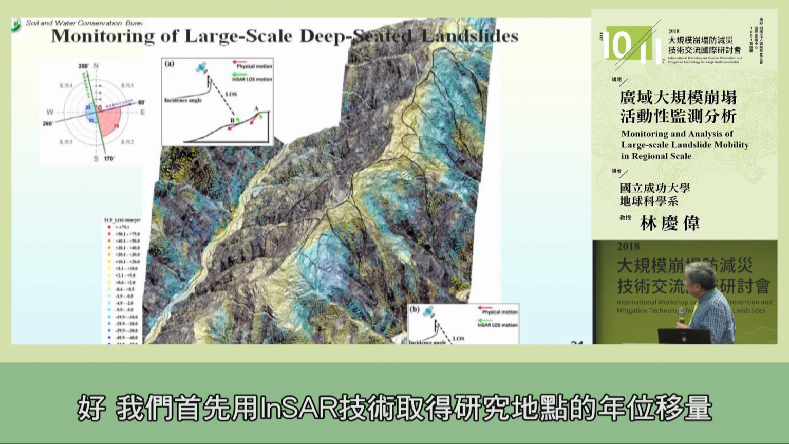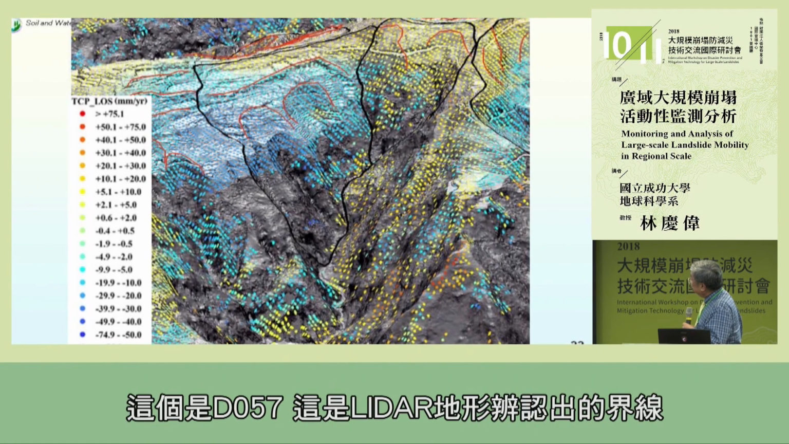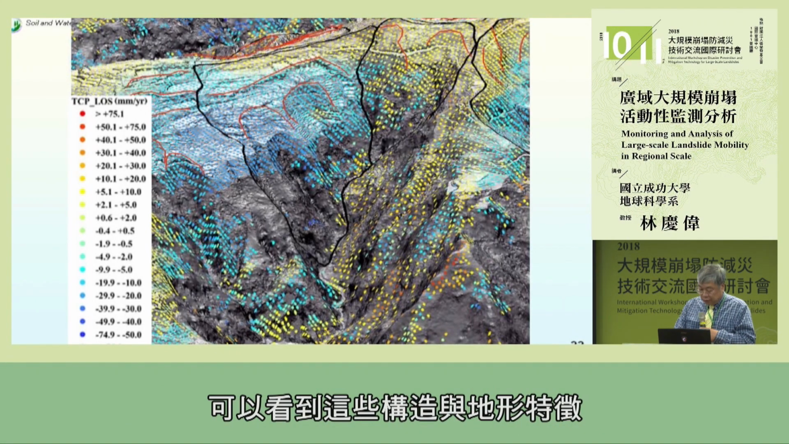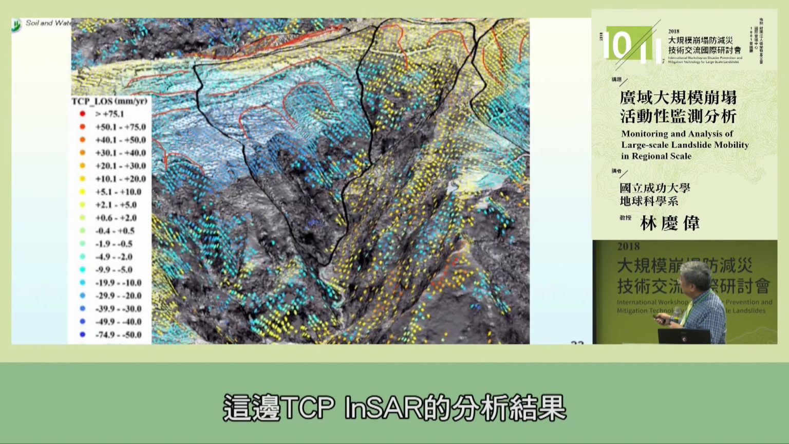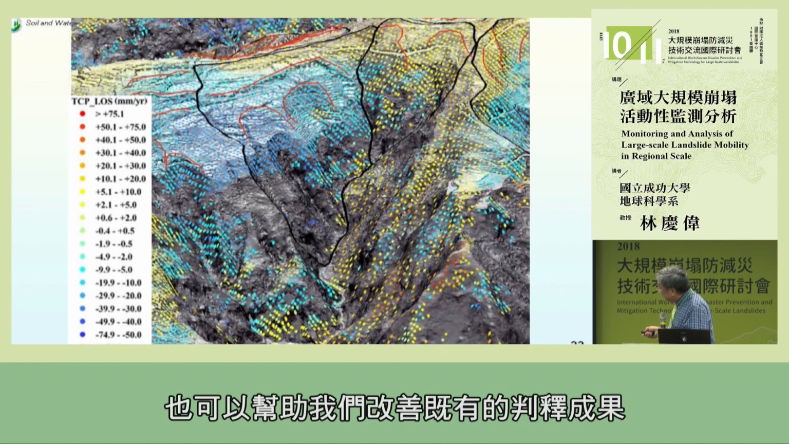Okay, that's first. We're using the InSAR technique to get the annual displacement rate of our study site. In addition, if we look in detail at one specific site, D057, that's the boundary identified from LiDAR information, and some morphostructures we put in, and that's the result of the TCP InSAR. Using TCP InSAR can also help us improve our interpretation.